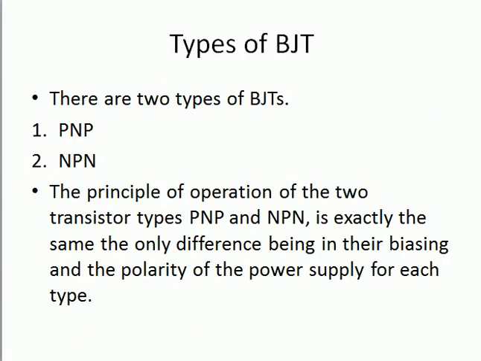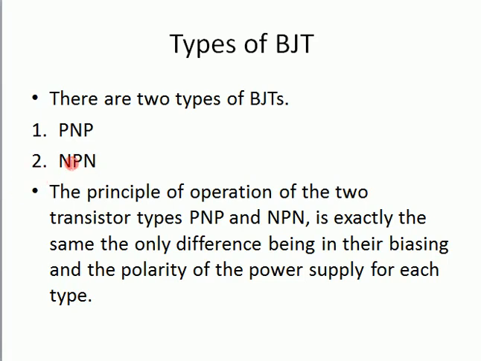Now we come towards the types of the BJT. Basically there are two types of BJTs. The first one is the PNP transistor and the other one is the NPN transistor. Basically these two types exist because of the connections, only because of the connections: how the semiconductor material, or the two diodes that we are attaching, are combined.